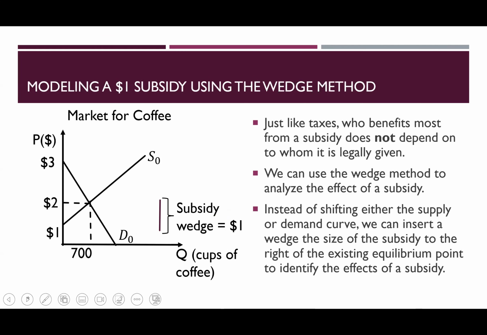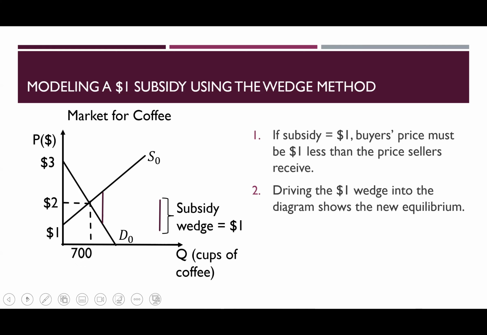Okay. Just like with taxes, we can use the wedge method because who gets the benefit from the subsidy does not depend on who it's legally given to. And so we want to be able to see that very clearly. So if we have, again, our market for coffee with our subsidy wedge of $1, we're going to fit that wedge to the right of equilibrium. And that's going to show us the wedge that is created between the price that buyers pay and the price that sellers receive, as well as show us how the quantity traded reacts.